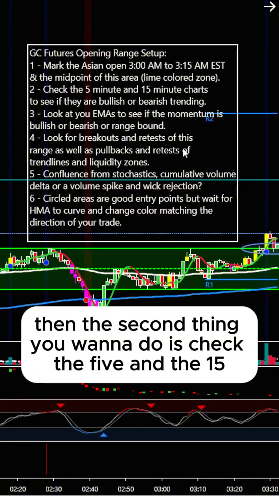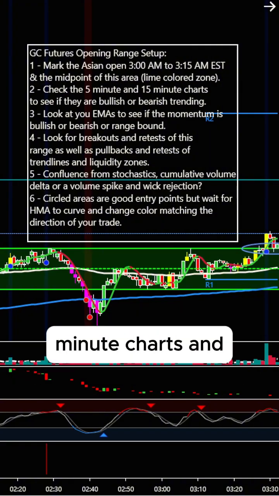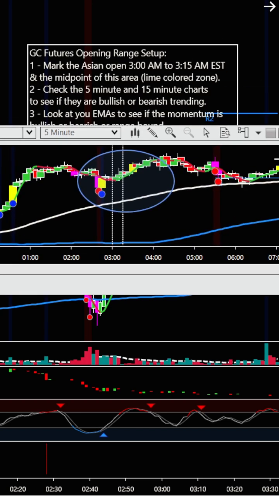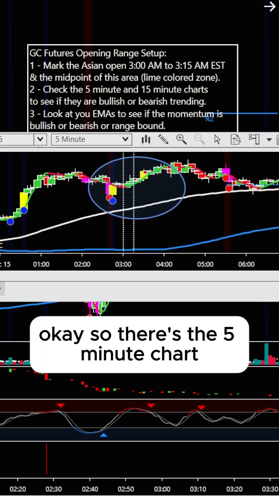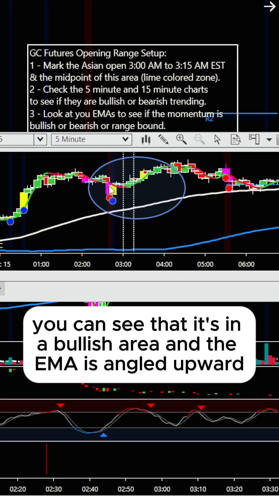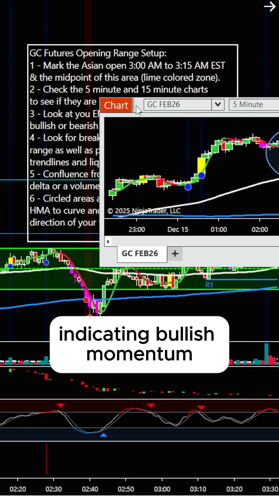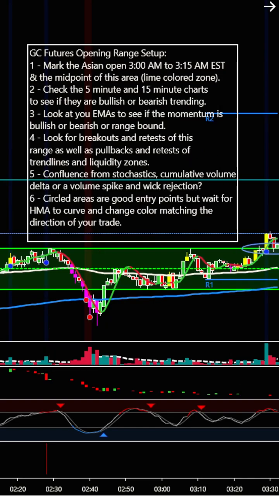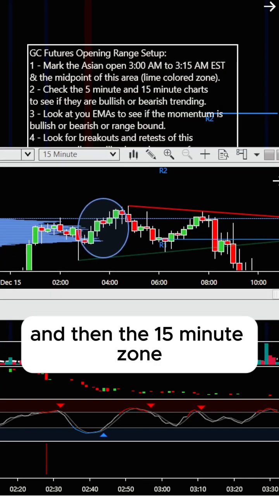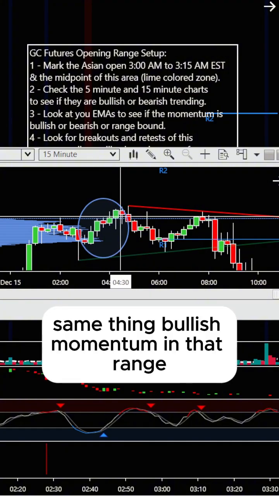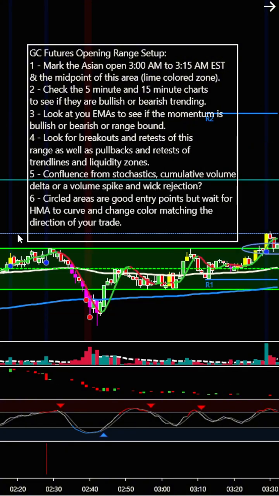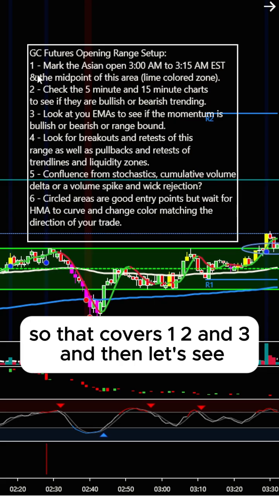Then the second thing you want to do is check the 5 and the 15-minute charts. Okay, so there's the 5-minute chart. You can see that it's in a bullish area, and the EMA is angled upward, indicating bullish momentum. And then the 15-minute zone, same thing, bullish momentum in that range. So that covers 1, 2, and 3.